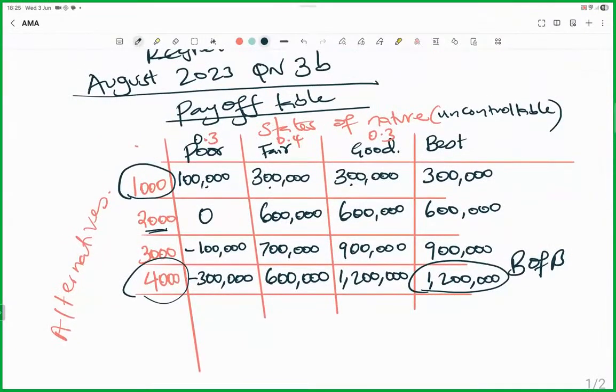Once you finish, which sitting is this? It is August 2023, question number 3B. August 2023, question number 3B. So Vienna, I'm waiting for you to give me a thumbs up for me to continue. You can take a screenshot. Is that Vienna? She's done. Okay, thank you so much.